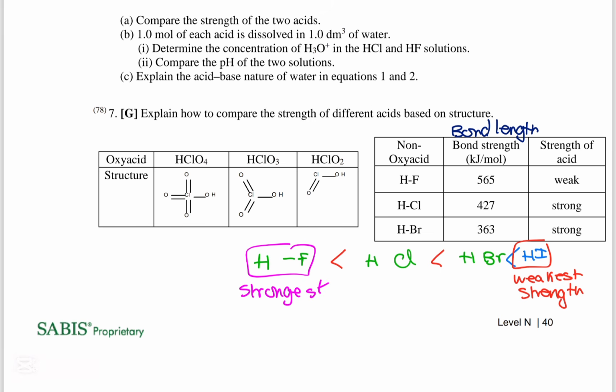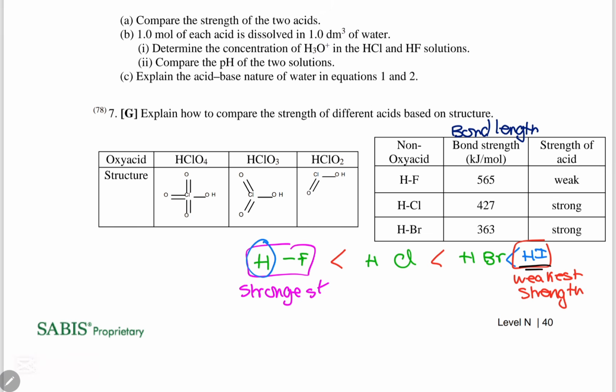Now, what is the definition of an acid? The definition of an acid, according to Bronsted-Lowry, is a proton donor. And when we're talking about the proton, the main thing we should think about is hydrogen. So, the more hydrogen it releases, the stronger an acid it is, because an acid is a proton donor.